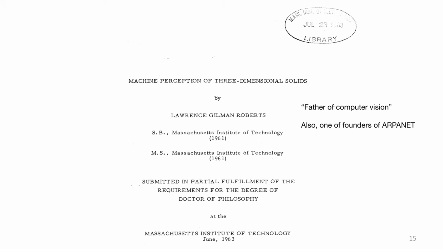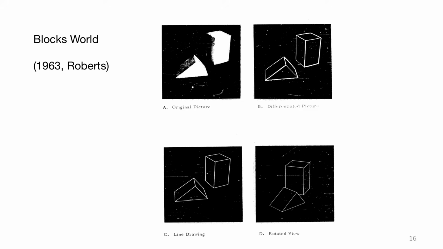Like many good things in technology that get invented, it turns out that a PhD thesis by Lawrence Roberts, who later went on to be one of the founding fathers of ARPANET, which is the first iteration of the internet, he's often referred to as the father of computer vision. I took that from Steven Seitz's talk. And if you pull up his PhD thesis, you'll see this figure. And this was a big achievement at the time. So this is what we call block world.